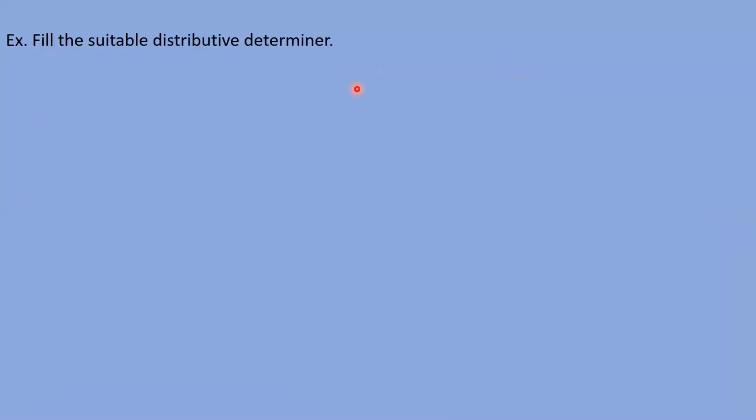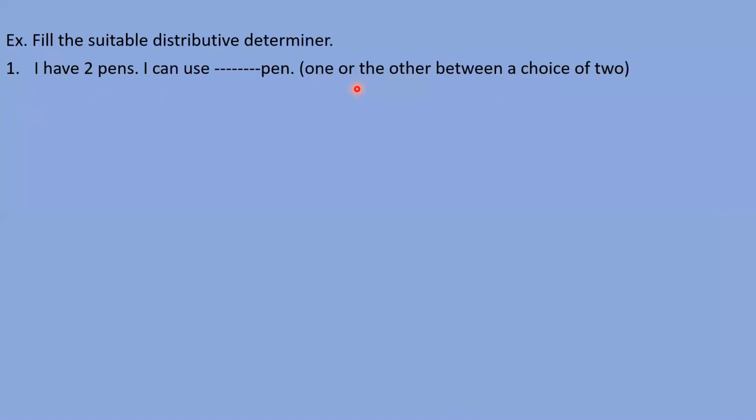Fill in the suitable distributive determiner. First, I have two pens. I can use pen, one or the other between a choice of two. So which word will come here? I have two pens, मेरे पास दो पेन है. I can use pen. And hence I have given you the hint, one or the other between a choice of two. You have two choices and either you can take the first or you can take the second.